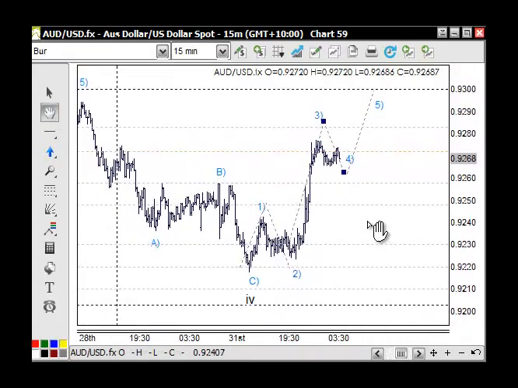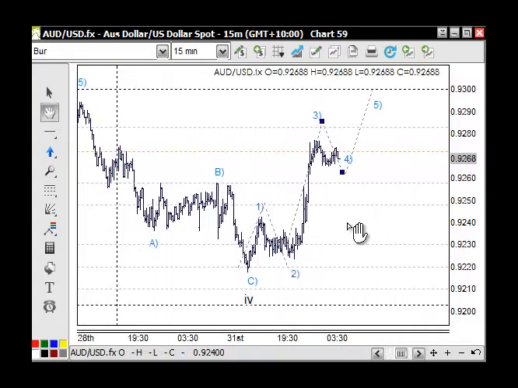Now, the other point here is that this rally here is probably got to do with the RBA's announcement today at 2:30, the rate announcement. So it can be very much a case of buy the rumor and sell the fact. So be very careful in this situation.